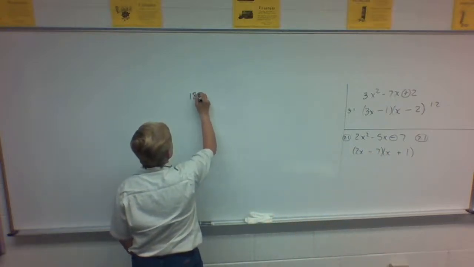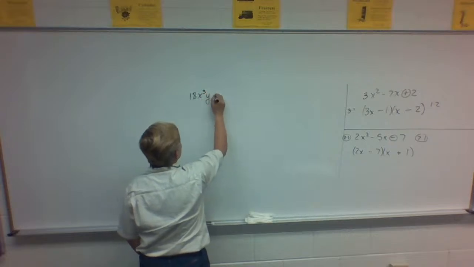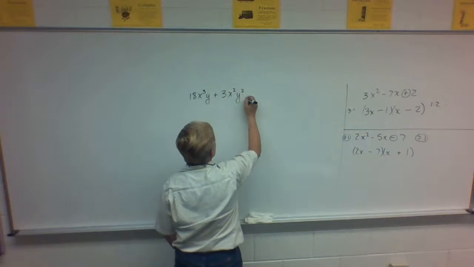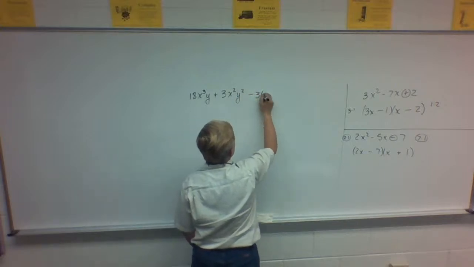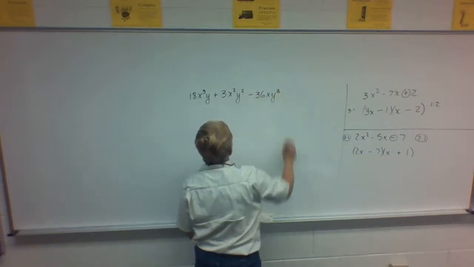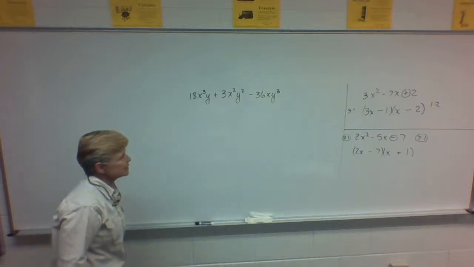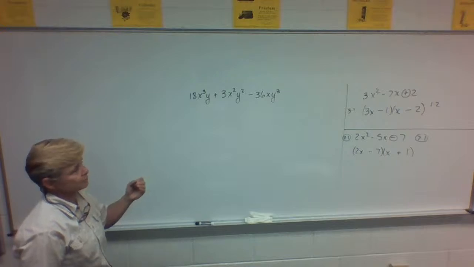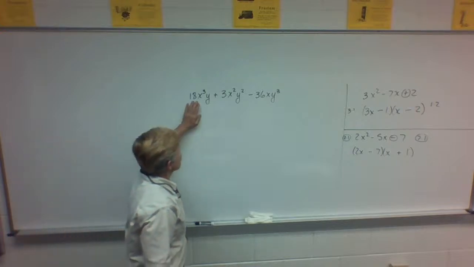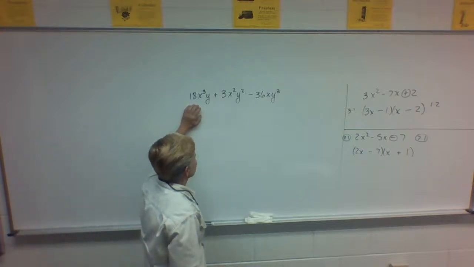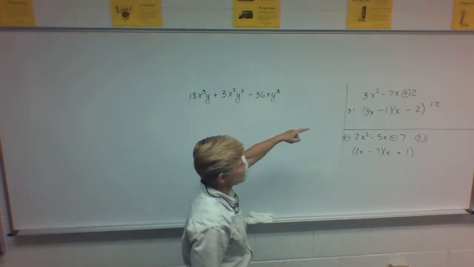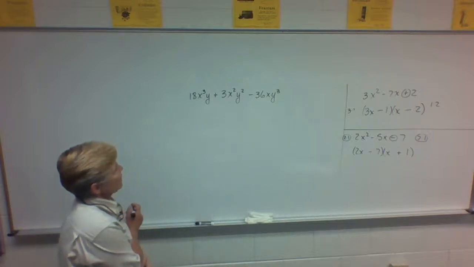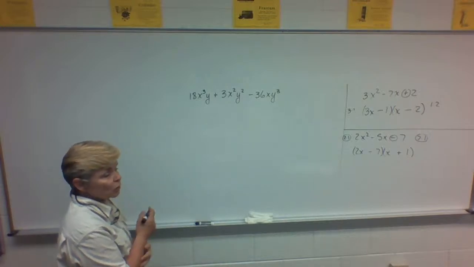I have 18x cubed y plus 3x squared y squared minus 36xy cubed. This really takes into account, in great detail, factoring. The very first thing you do anytime you try to factor any trinomial, and it didn't show up here because these were extra simple, is find out what they all share in common. It's not what can be divided out.